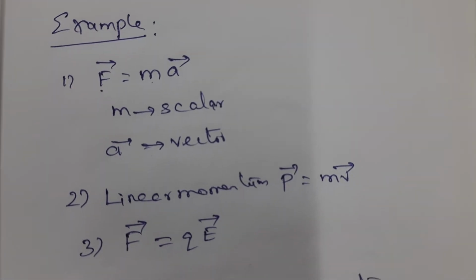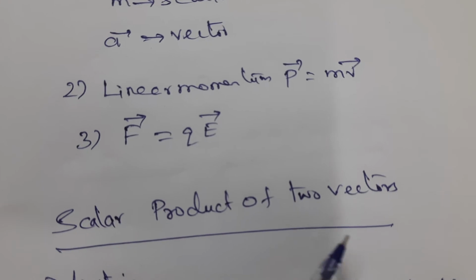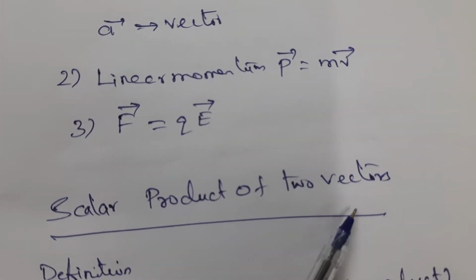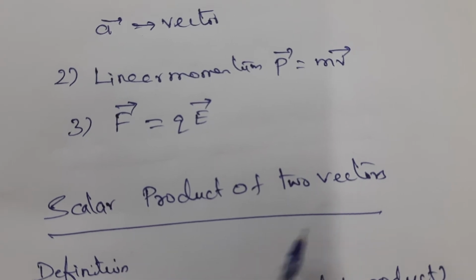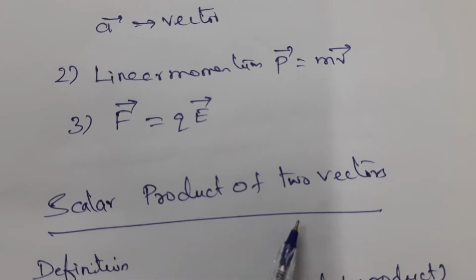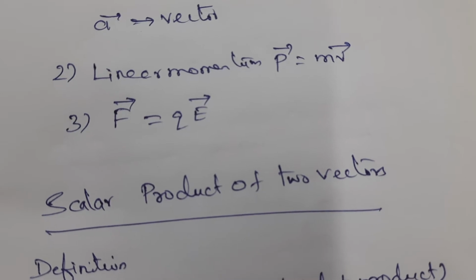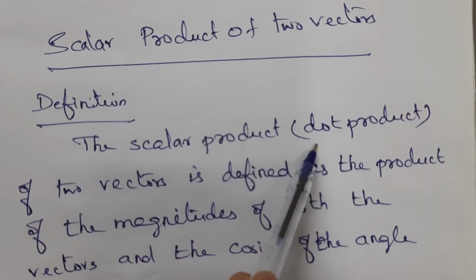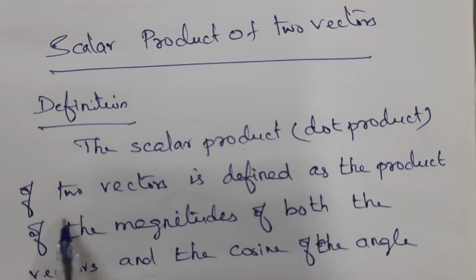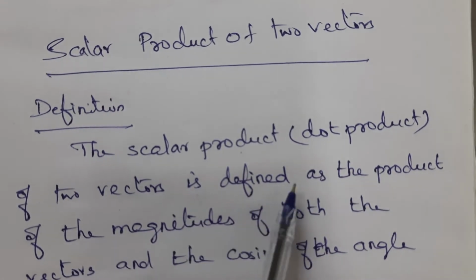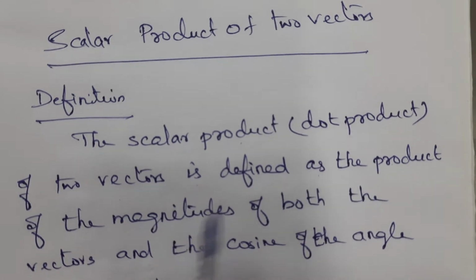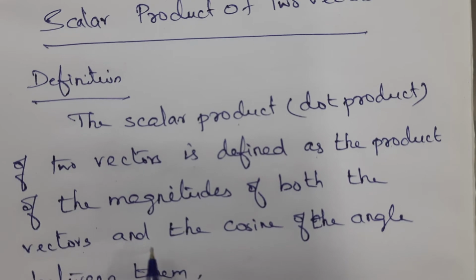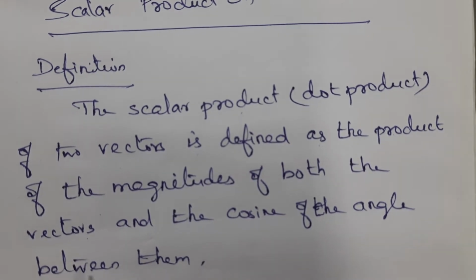Let's see scalar product of two vectors. Otherwise we can call it the dot product of two vectors. Definition. The scalar product or dot product of two vectors is defined as the product of the magnitudes of both the vectors and the cosine of the angle between them.